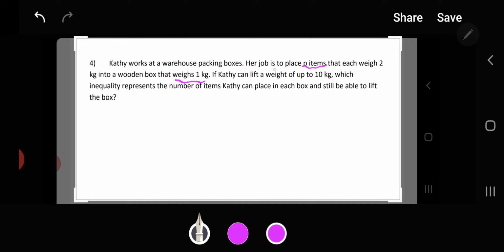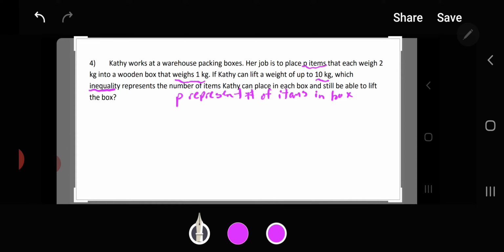If Kathy can lift a weight of up to 10 kilograms, so it means she can lift up to it, which she can lift 10 kilograms or less than, which inequality, now we're writing an inequality, represents the number of items Kathy can place in each box and still be able to lift the box. All right, once again, we're going to allow P to represent the amount of items in the box.